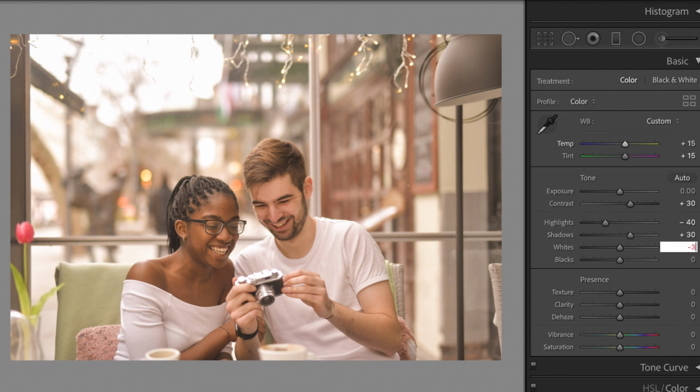Whites minus 30. Blacks plus 10. Texture plus 20. Clarity plus 10. Dehaze plus 20. Vibrance plus 30. Saturation minus 20.